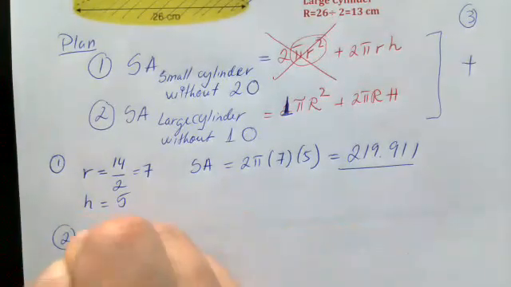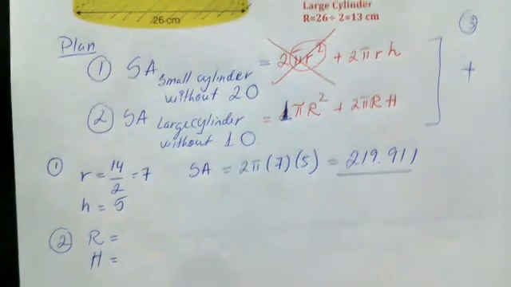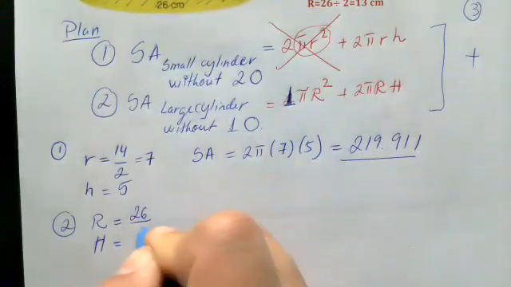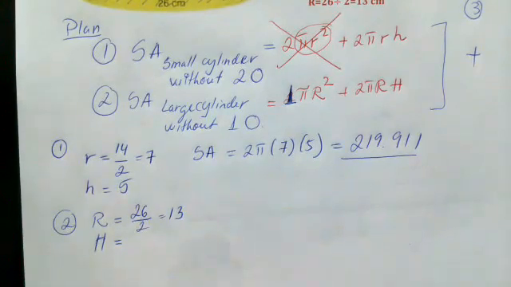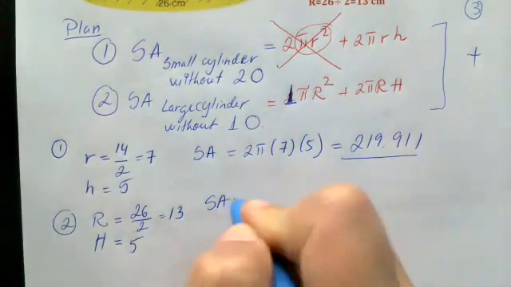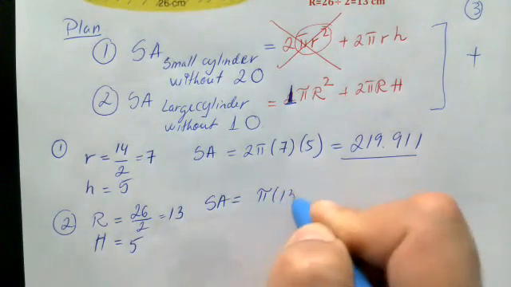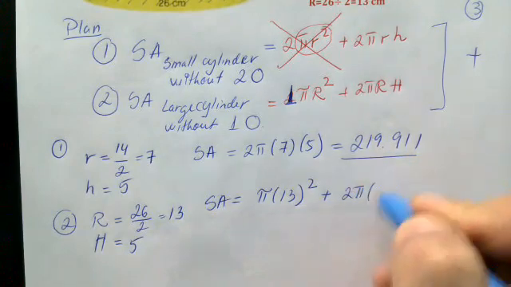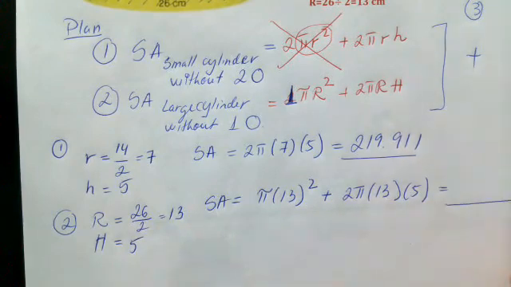Step 2, we want big R, big H. Big R is going to be half of the diameter, so 13. And H is the same, right? 5. So we have pi times 13 squared plus 2 times pi times 13 times 5 equals.